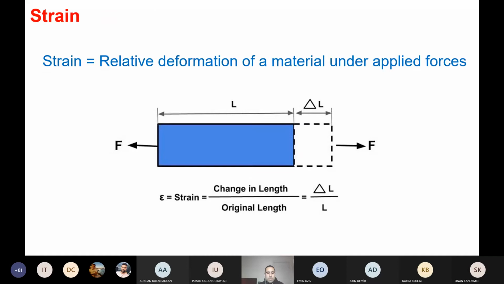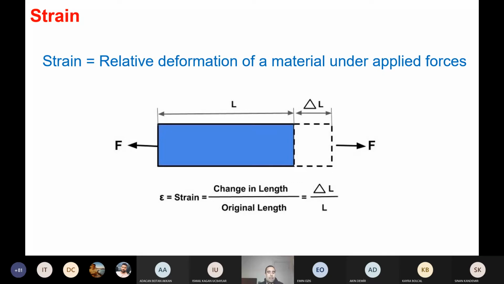When we talk about deformation, there are two terms that we should be familiar with. The first one is strain. With a lean explanation, I can say strain is the relative deformation of a material under applied forces. This can be elongation or compression, doesn't matter.